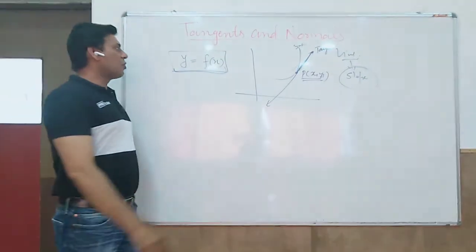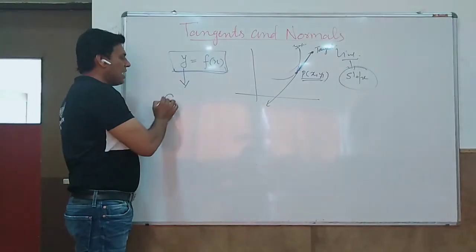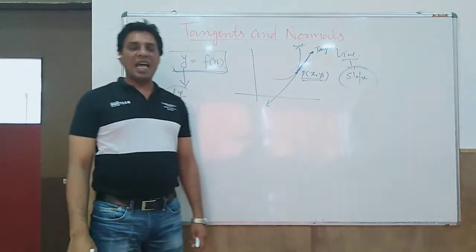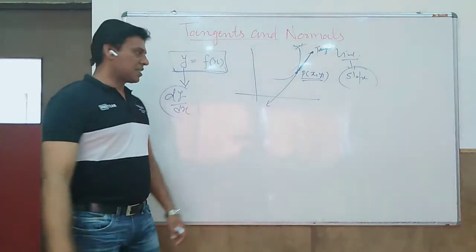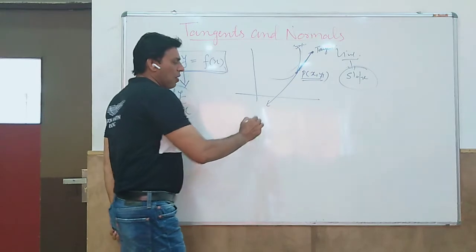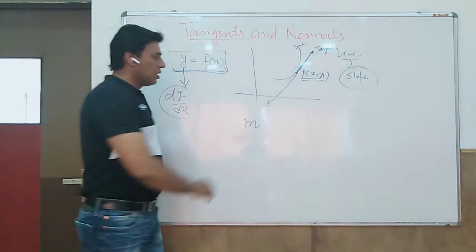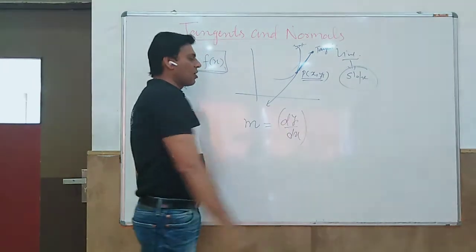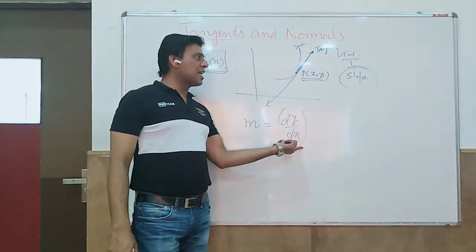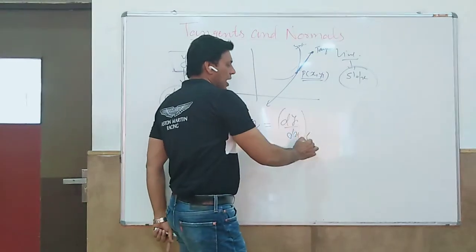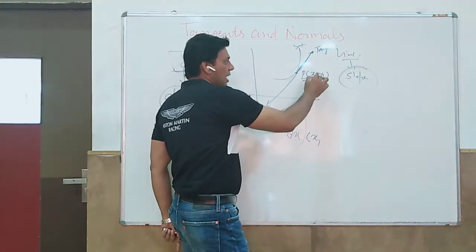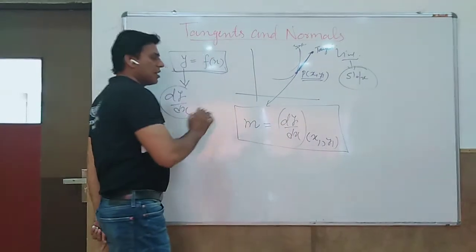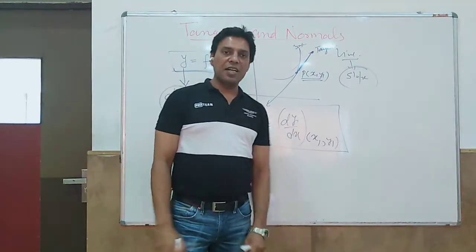To find the slope of the tangent, first of all we have to differentiate y. It means we have to get dy upon dx. Now the slope of the tangent, that is m, is dy upon dx, the differential coefficient, and in this expression we put x1 in place of x and y1 in place of y. Then we get the slope of the tangent at that point.